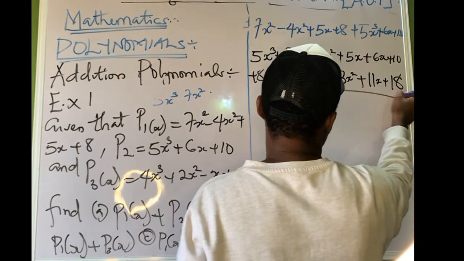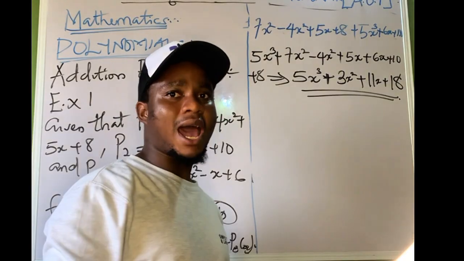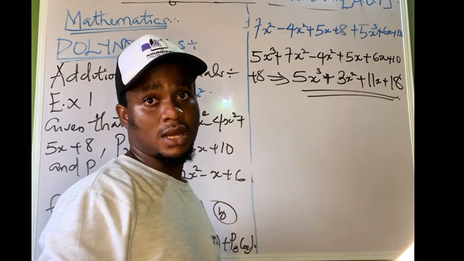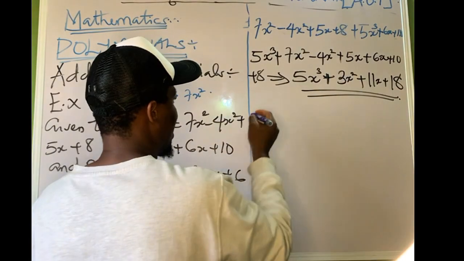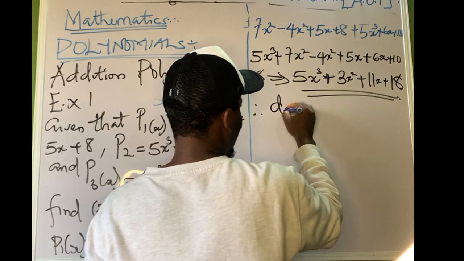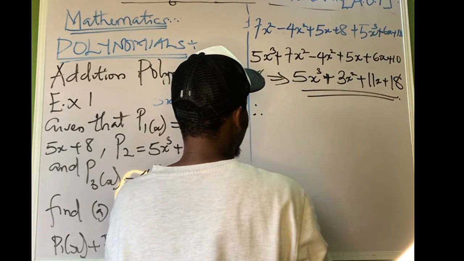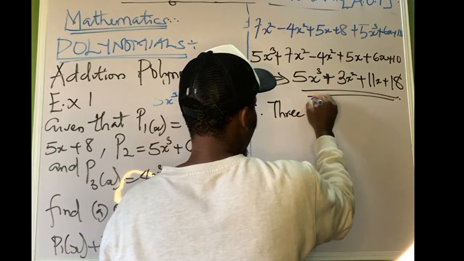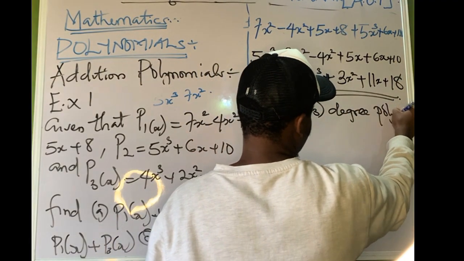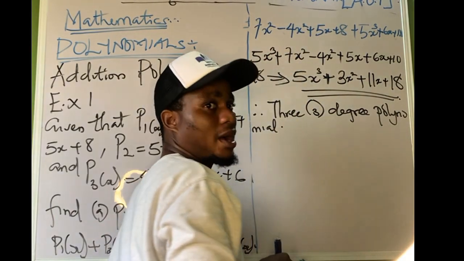18. This becomes our final answer. And we have been asked what is the highest degree. Highest degree is 3. So we can see that this kind of equation belongs to the category of 3 degree polynomials. Thank you. All right, so that's that about that.